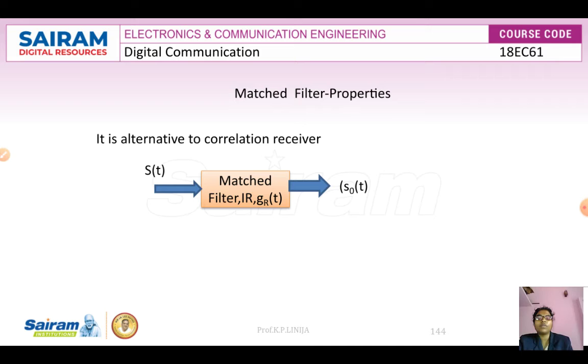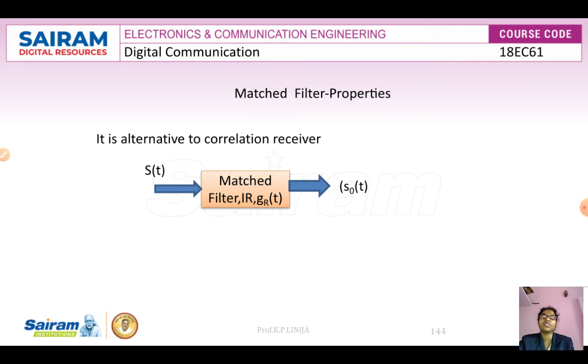So, the first point is that it is an alternative to the correlation receiver. Why can't we use only the correlation receiver? Why do we need to prefer the matched filter? We are all aware of this.